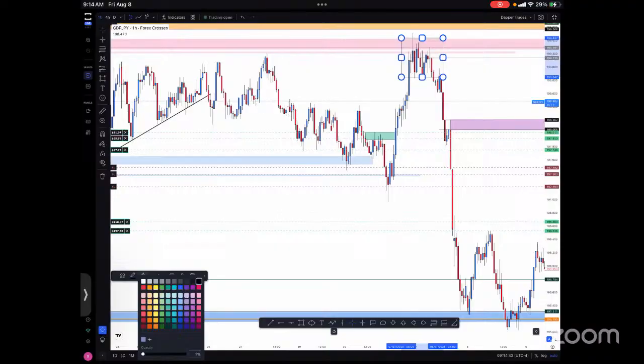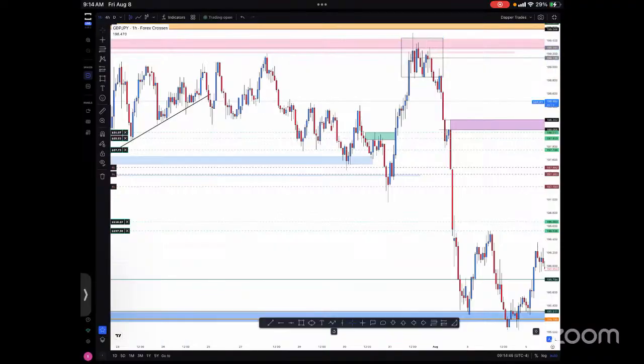So y'all see what I did? All I did was just identify consolidation. Now, where did price break out of this box? Did it break out above or below? Below. Broke out below.